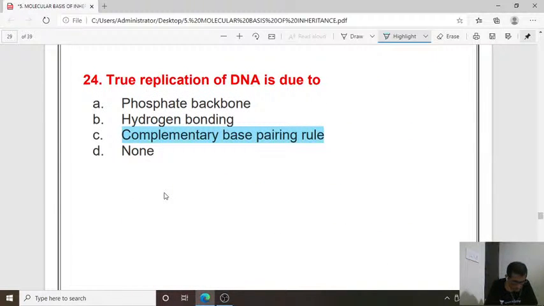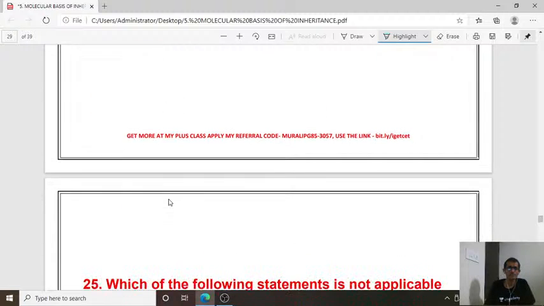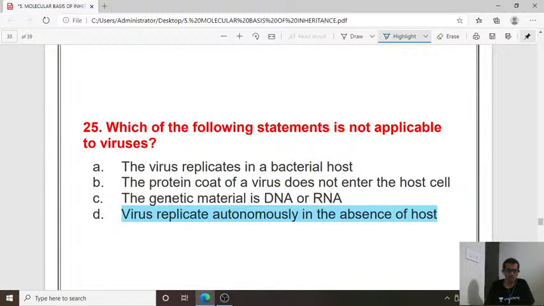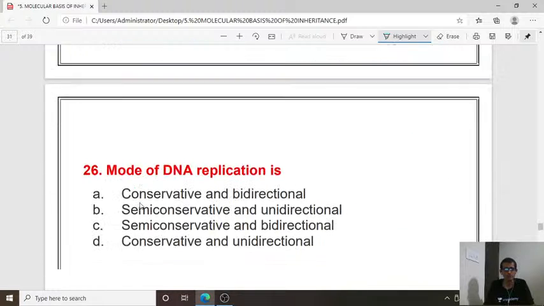Yes, you are right, Rakesh. For the 24th question, C is the right answer. So for the 25th question, D is the right answer. Virus replicates autonomously in the absence of host. It is not applicable to virus. Okay, all the other things, A, B, C, are right for question number 25.